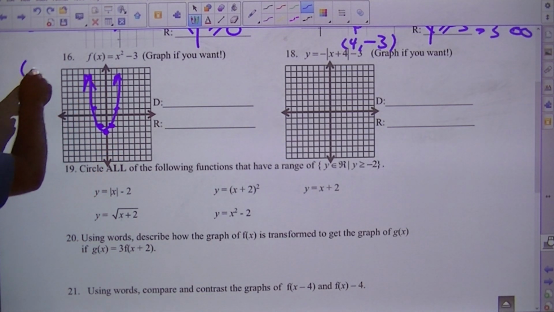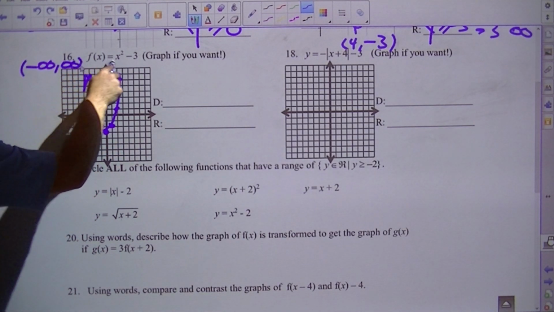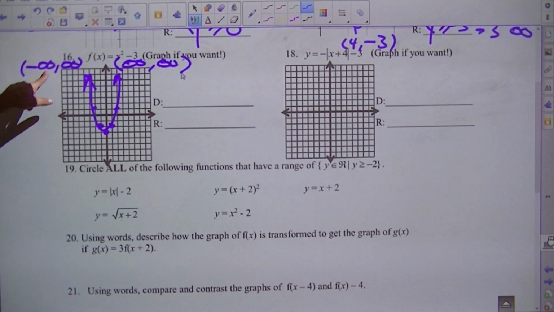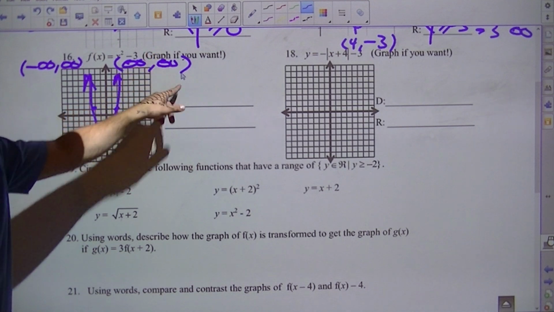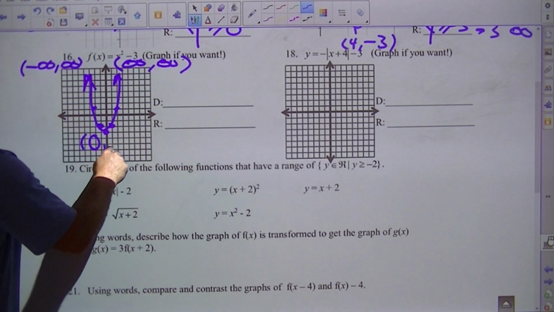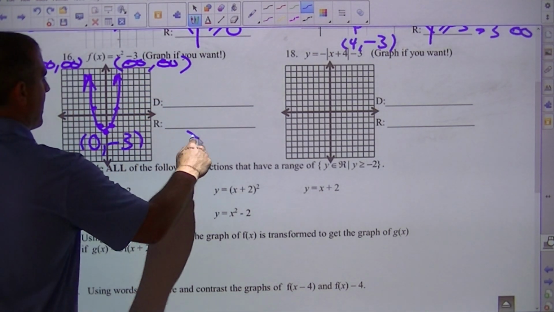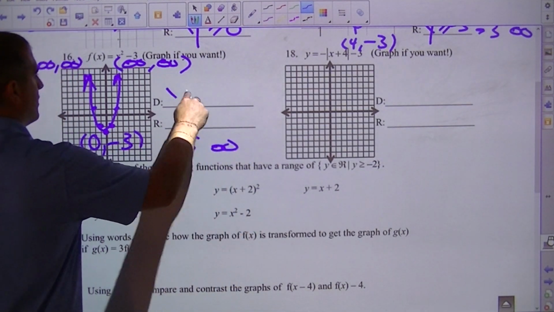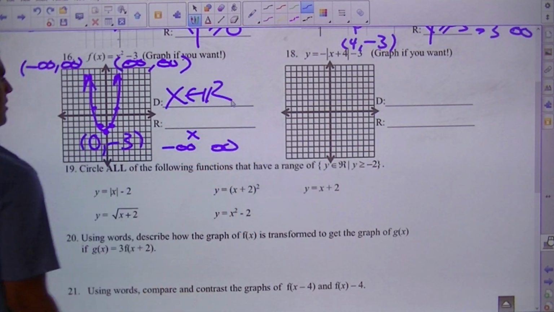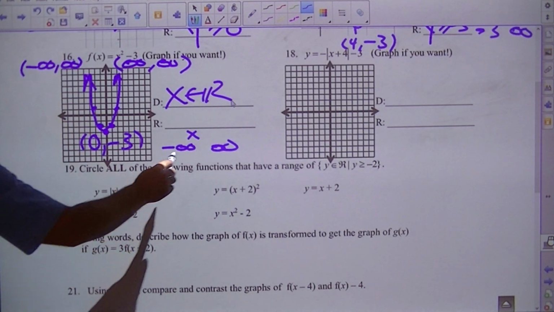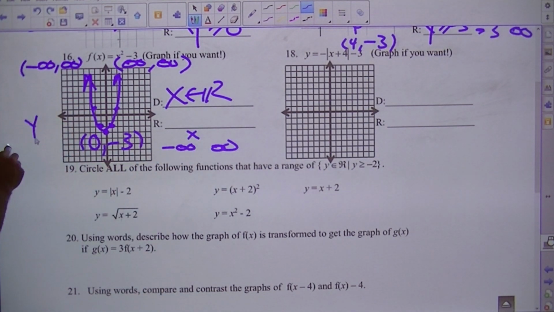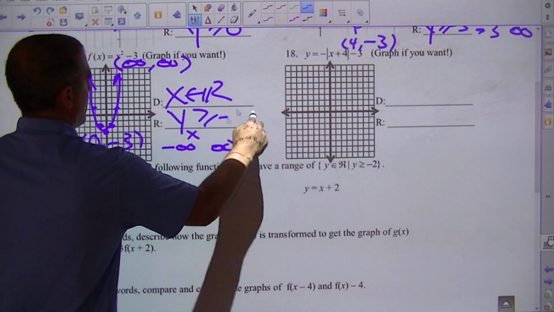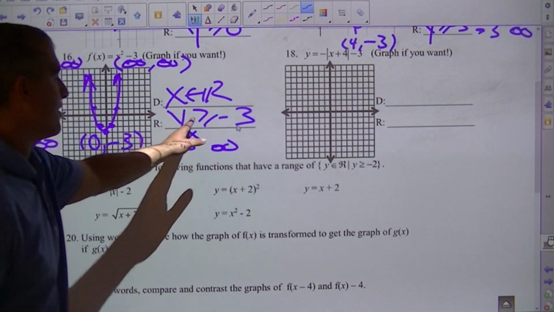Once again, that's negative infinity, positive. Left arrow going up, right arrow going up. This is 0, negative 3. Smallest x value is negative infinity. Biggest is positive. So that's x is all real numbers. My range for my y's, my smallest y value is negative 3. My biggest is infinity. Once again, I've got that going on where it's greater than or equal to.